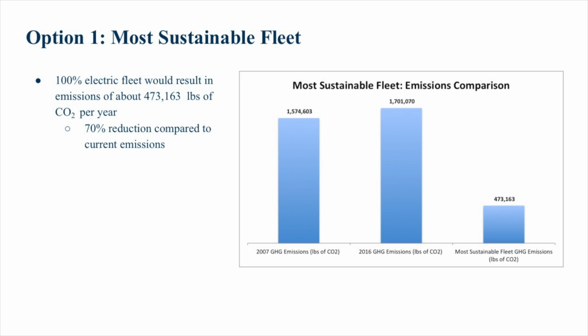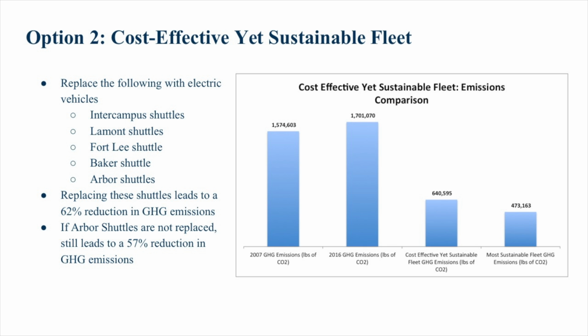So we also were tasked with proposing 2 future fleets for 2027. One was the most sustainable fleet, and the other one was the most cost-effective yet sustainable fleet. So in terms of the most sustainable fleet, we decided to switch every vehicle over to electric, and that would lead to a 70% reduction compared to current emissions. And for the cost-effective yet sustainable fleet, we used the tool that Christina was just showing to figure out which departments have the most impact on the emissions, and we switched those to electric.